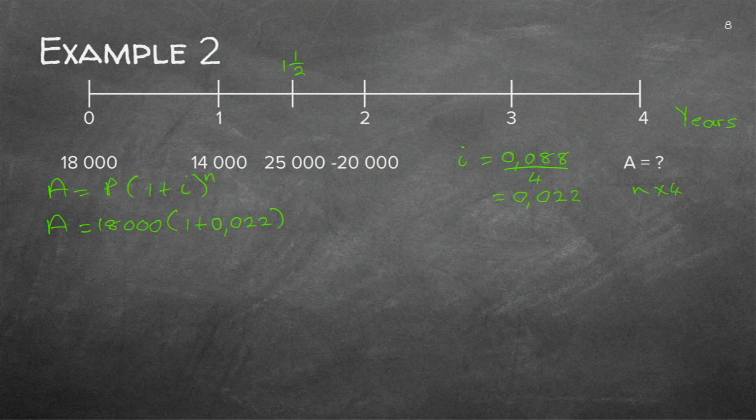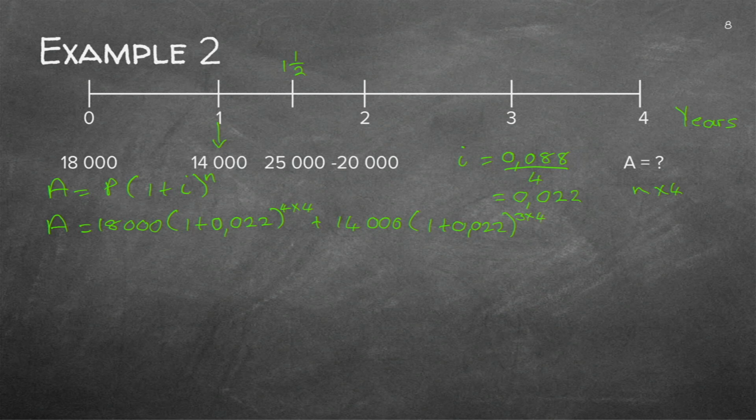Okay, 1.022. Okay, what is the n on top? It's 4 years, but remember, I need to change it to quarters. So I'm just going to write 4 times 4 so you know where it's coming from, which gives me 16. That is for that one. But then I need to add 14,000, 1 plus 0.022. Now, 14,000 is year 1. So from year 1 to year 4 is 3 years, but I need to change it into quarters. So it's 3 times 4.